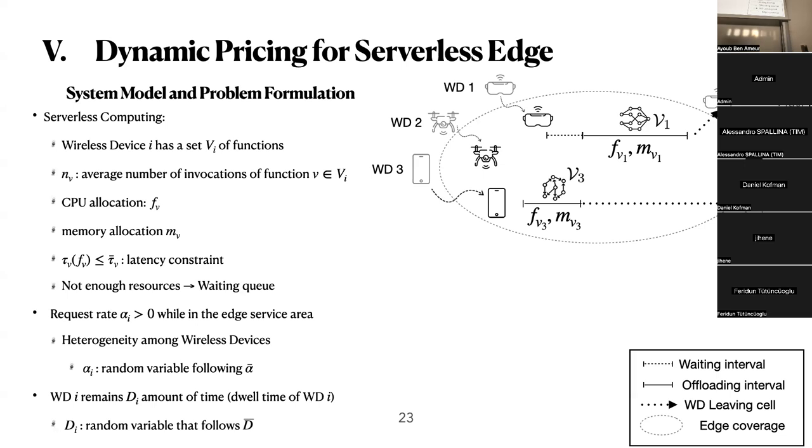Because this means that now this edge computing can be provided also by others, not only by a specific network operator. So how do you see this?